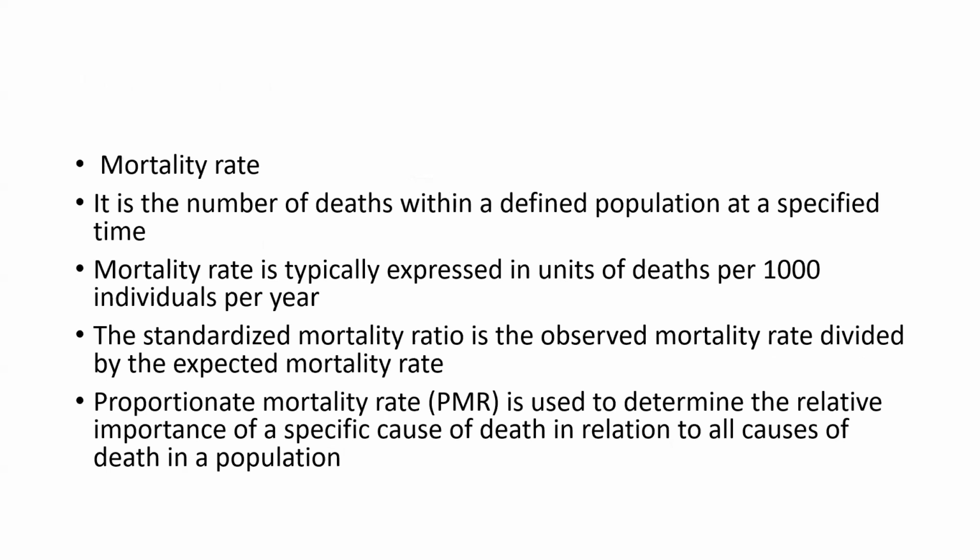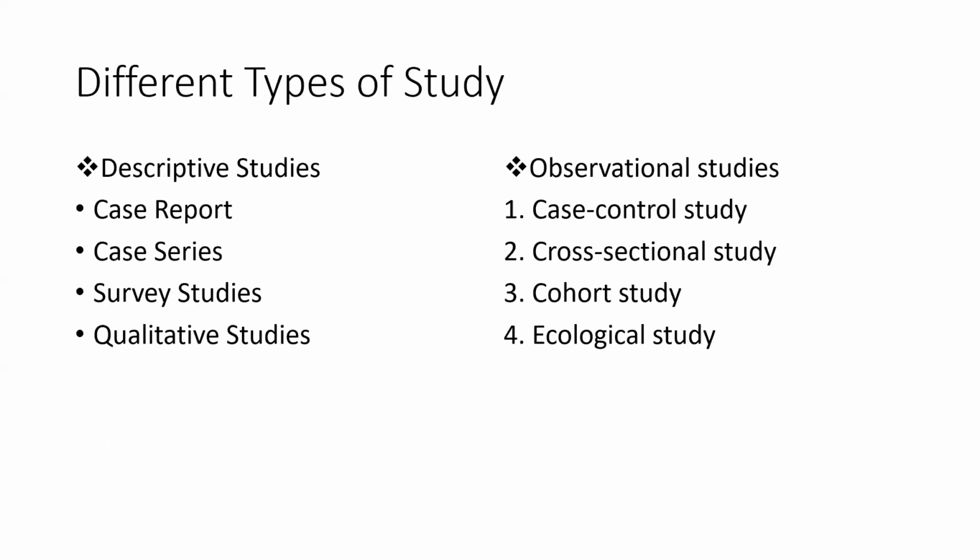Mortality rate. It is the number of deaths within a defined population at a specified time. So mortality rate is typically expressed in the unit of deaths per 1000 individuals per year. The standardized mortality ratio is the observed mortality rate divided by the expected mortality rate. The proportionate mortality rate is used to determine the relative importance of a specific cause of death in relation to all causes of death in the population.